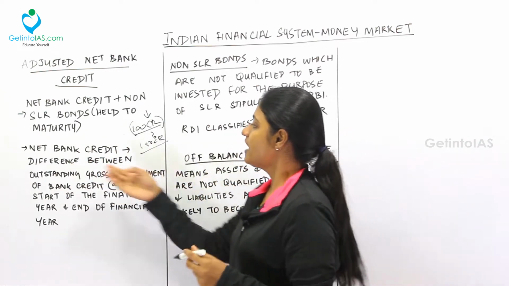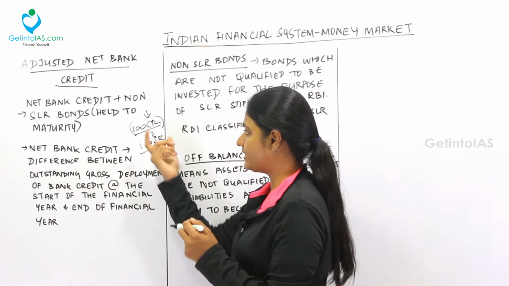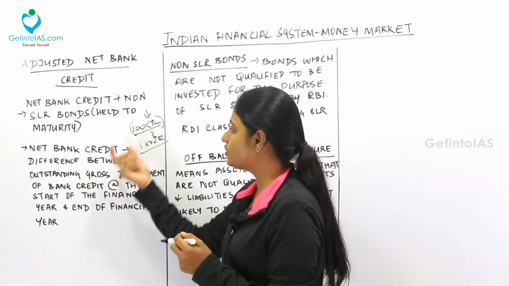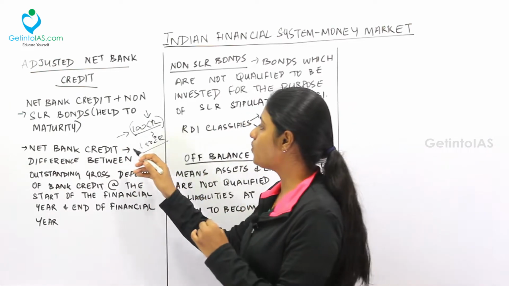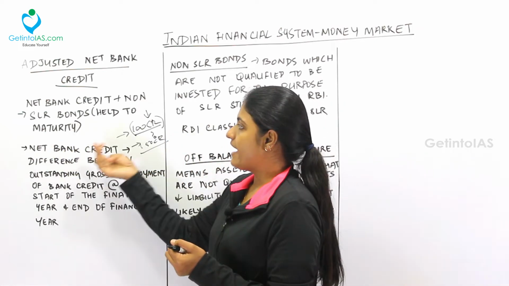I'll repeat, it's the difference between outstanding gross deployment of bank credit. See, the bank credit they decided at the start of the financial year was 100 crore. But at the end of the financial year, what was it? It is 150 crores. So this is called net bank credit.